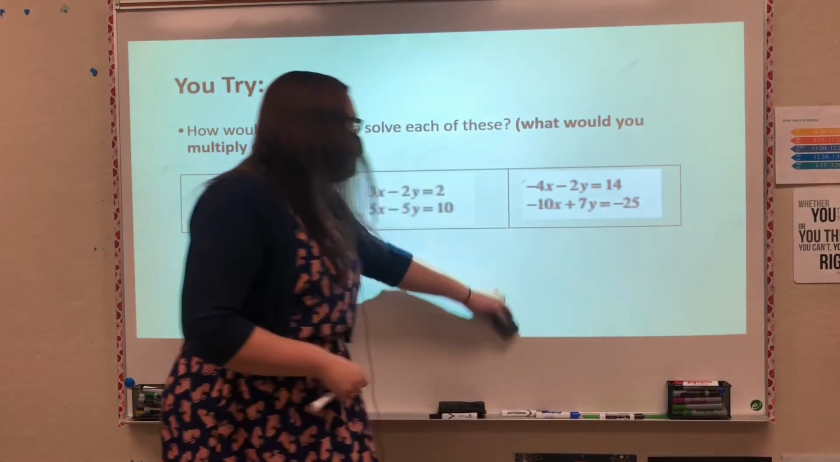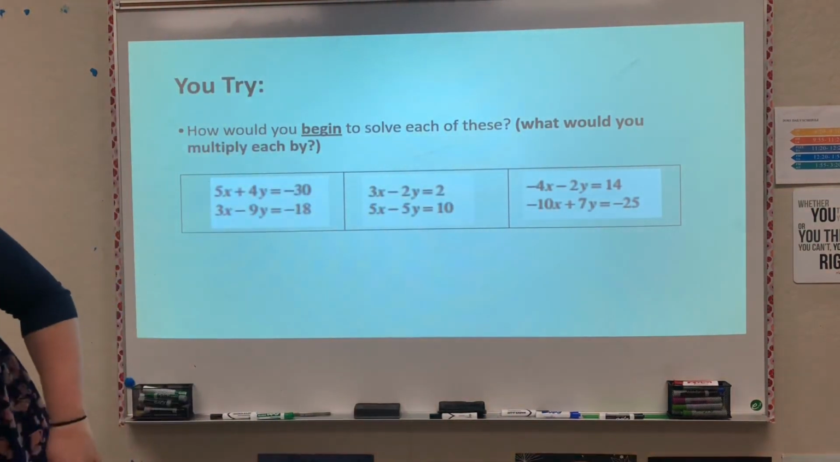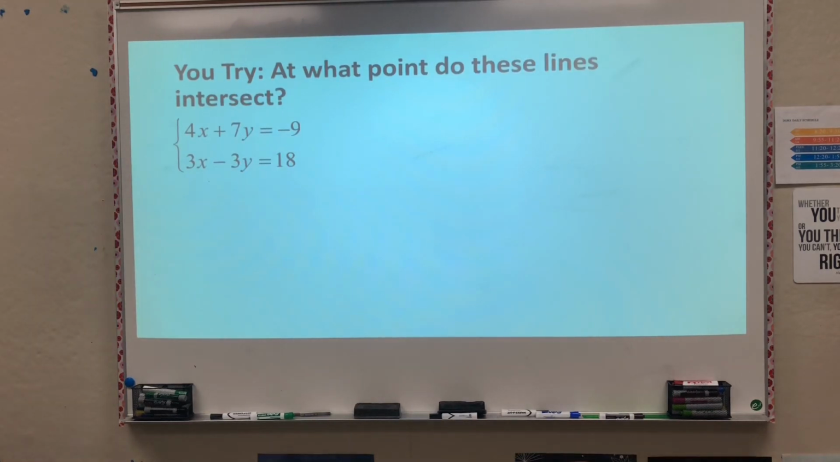for you to try where you actually are going to solve it now. It's this one here. The question is, at what point do these lines intersect? You have your system. I'm going to have you go ahead and solve it, okay?